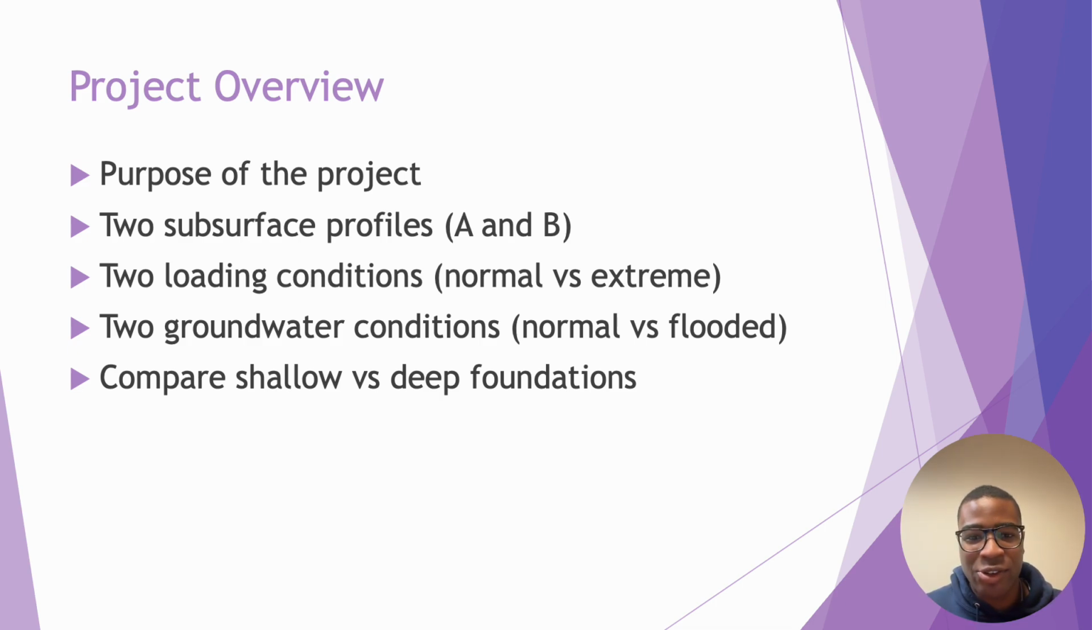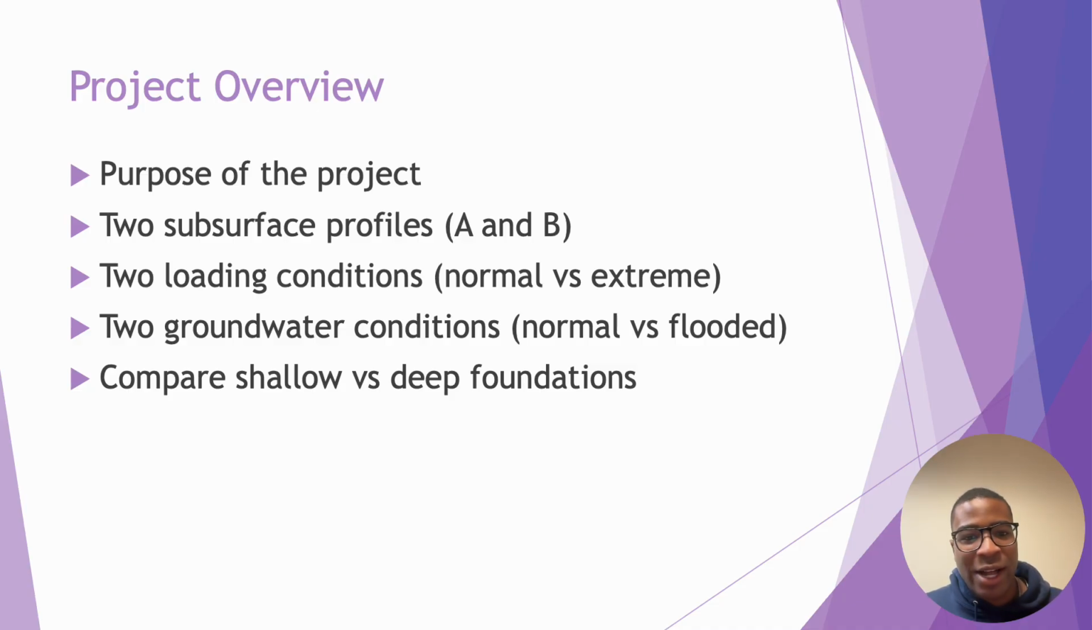And for our two loading conditions, we had a normal one and an extreme load, which represents the building at capacity in the worst case. For example, when they're constructing it, when they'd have large machinery on it, or on a heavy traffic day when it's car to car. And we had two groundwater conditions, a normal groundwater condition and a flooded groundwater condition for each of the profiles, A and B.